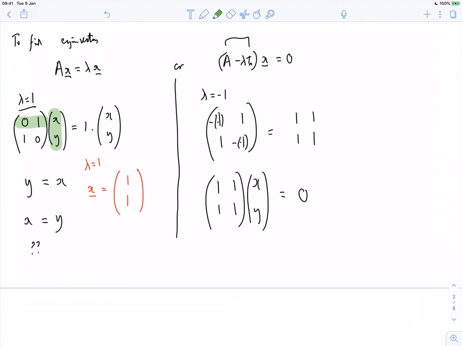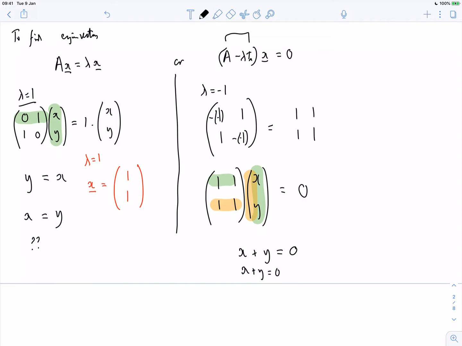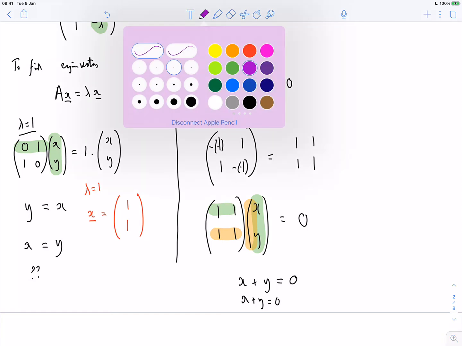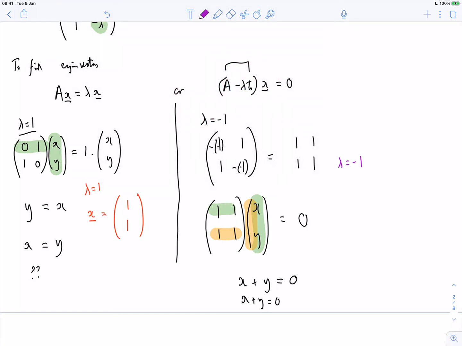Okay, so let's do that row by row. Multiply these vectors out and have this times this. So I've got 1x plus 1y equals 0. And then from the other row, that times that, I'm clearly just going to have the same thing, x plus y equals 0. So as long as I have a vector that satisfies this, i.e. if I add x and y together, they equal 0, that's totally fine. So for lambda equals -1, an eigenvector, for example (1, -1), would be fine, because if I add x is 1 and y is -1 together, I do get 0.